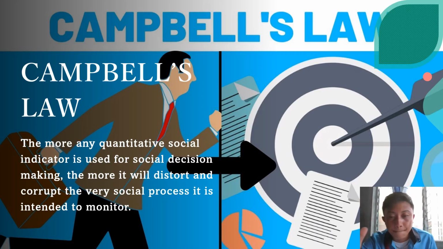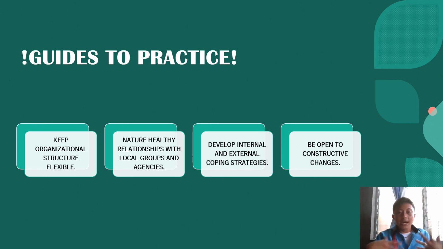Campbell's law is the observation that once a metric has been identified as a primary indicator for success, its ability to accurately measure success tends to be compromised. So the more any quantitative social indicator is used for social decision making, the more it will distort and corrupt the very social process it is intended to monitor. That is Campbell's law.